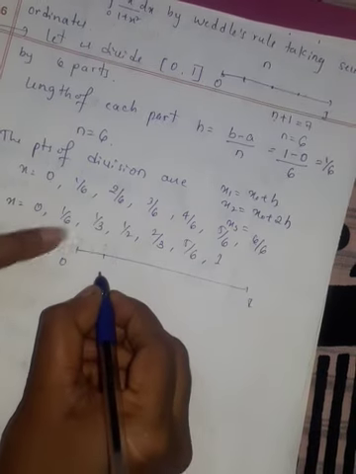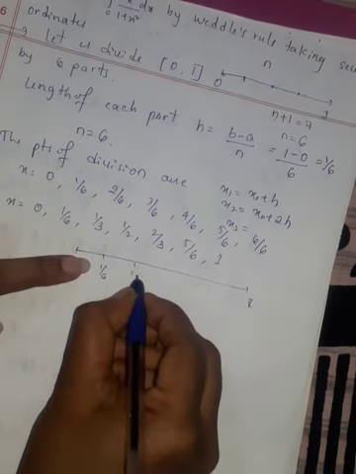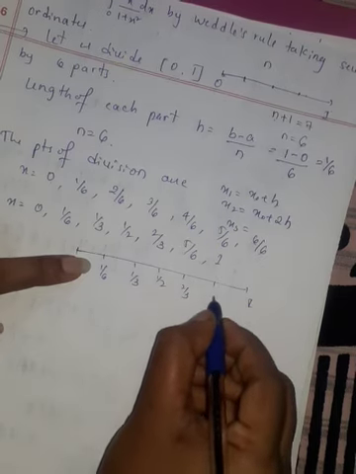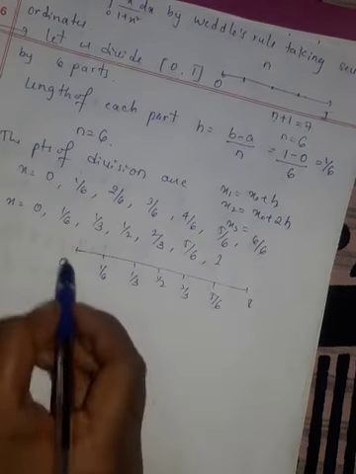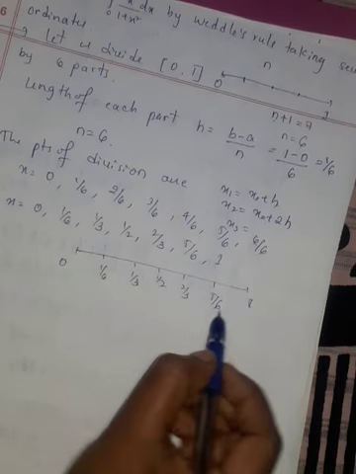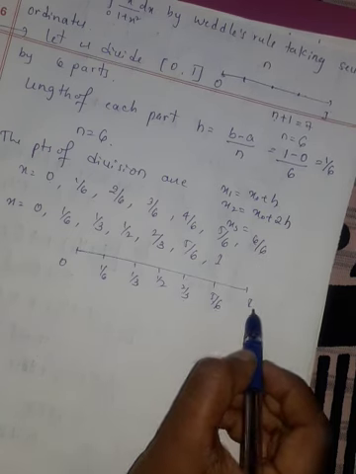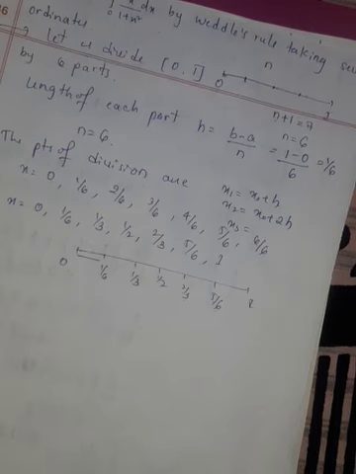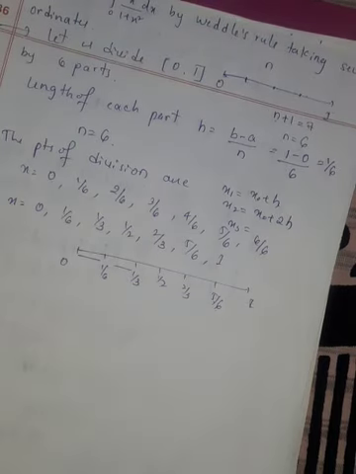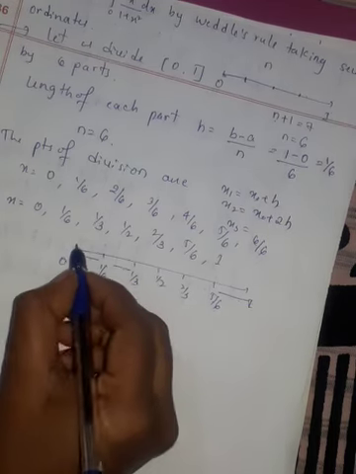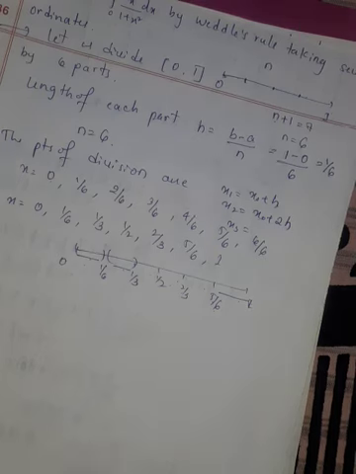Now we divide this one as 1 by 6, 1 by 3, 1 by 2, 2 by 3, 5 by 6. Now 0, 1 by 6, 1 by 3, 1 by 2, 2 by 3, 5 by 6 to 1. These all are ordinates. 0 to 1 by 6, 1 by 6 to 1 by 3, up to 5 by 6 to 1. These all are 6 parts.